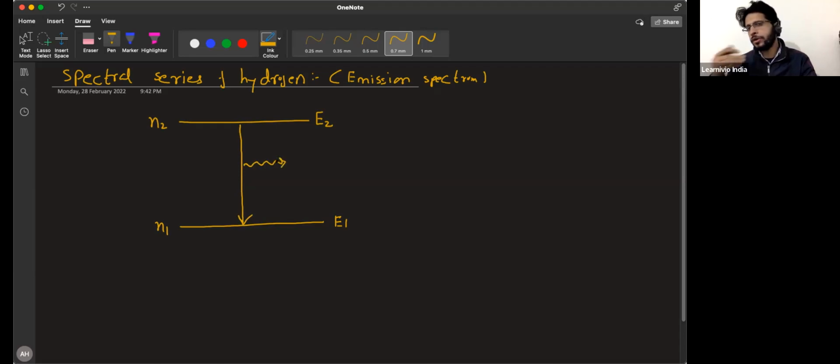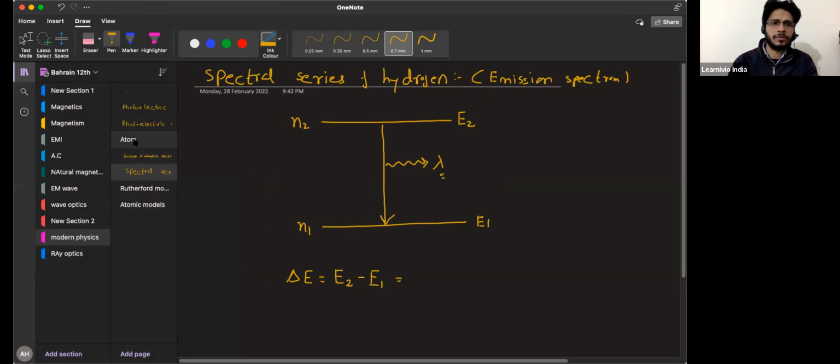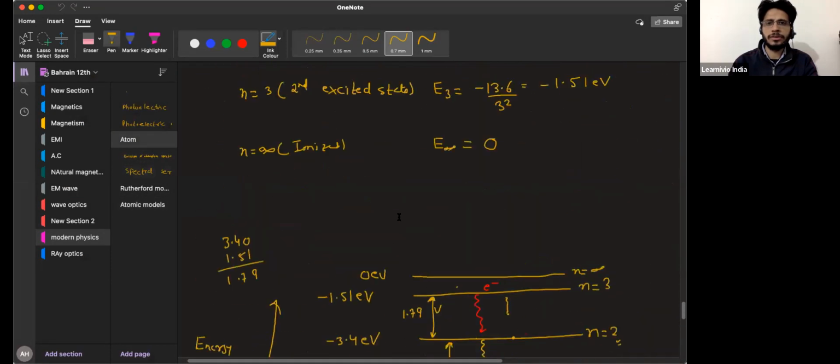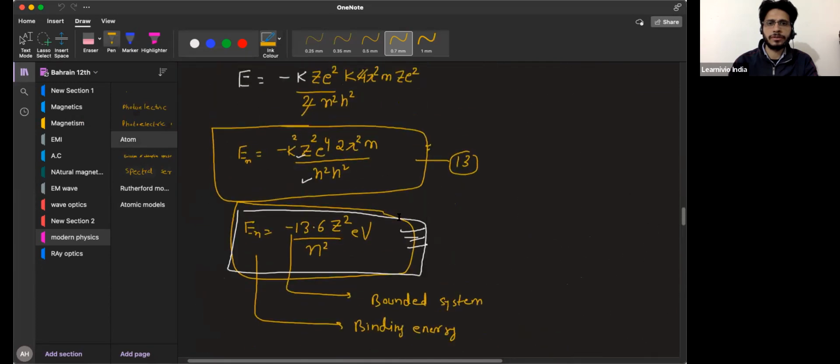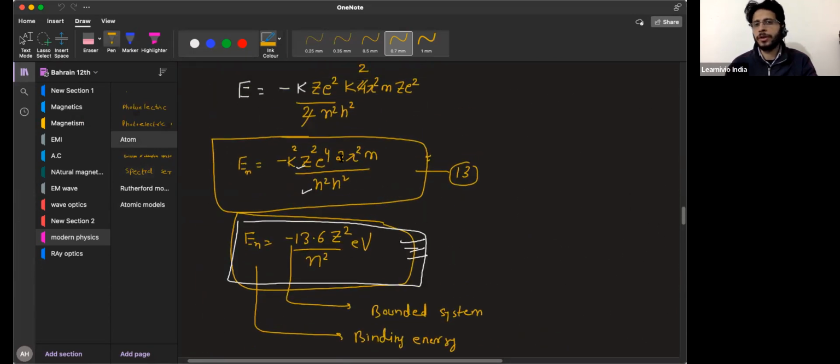And corresponding to the difference in energy, they will emit radiation of a certain wavelength lambda. You have to calculate this wavelength lambda. So we can write that the energy emitted is E2, higher energy, minus lower energy, E2 minus E1. This energy we have calculated in the last class. This is the expression of energy: k square Z square e to the power 4 2 pi square m by n square h square. This is the expression of the energy that we have to write.